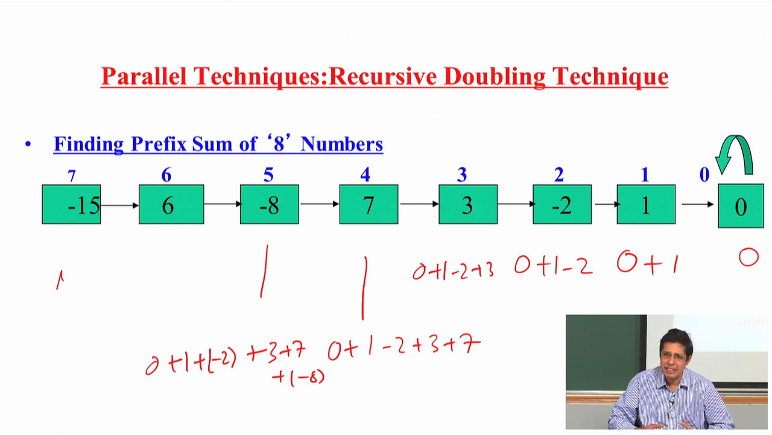Now can I do it faster? Let us assume that I have a processor for each one. So I have 7 processors available to me. Can I do it much faster? This is a question. You are understanding? So if I have 1 processor, it is going to take 7 units of time. I have 7 processors, can I do it faster?